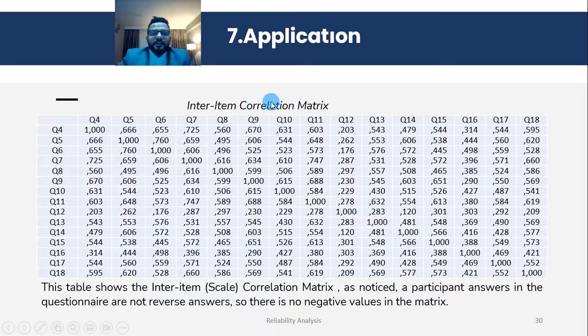And this matrix is important for us also because it shows the relationship between the answers themselves. As we can see, the correlation between the answers is a positive relationship, so there is no negative value in this matrix. This is one of the reasons that the Cronbach alpha value is more than 70%. So it's a good thing.